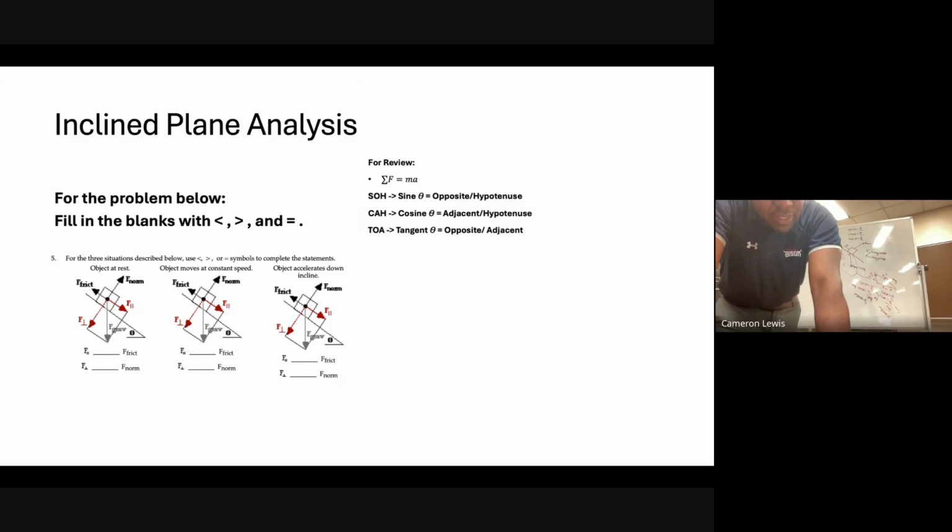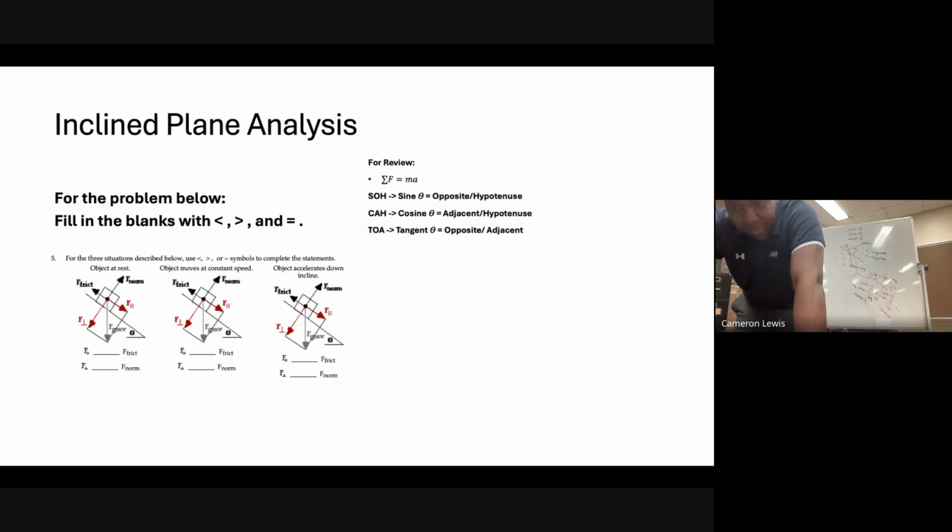For the first one, the object is at rest. So how can we compare the parallel force compared to the frictional force? Is it greater than, less than, or equal to if the object is at rest? I got one for equal to. What about the normal force and the perpendicular force? Greater, less than, or equal to? Equal. Okay, that makes sense, because if they're at rest, then some of the forces would be equal to what?